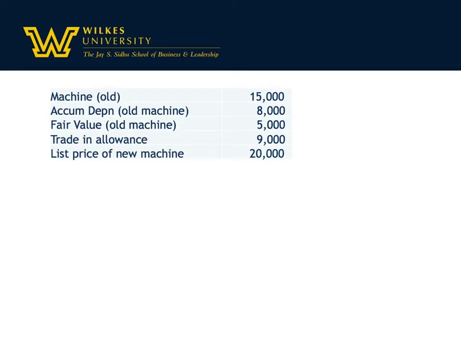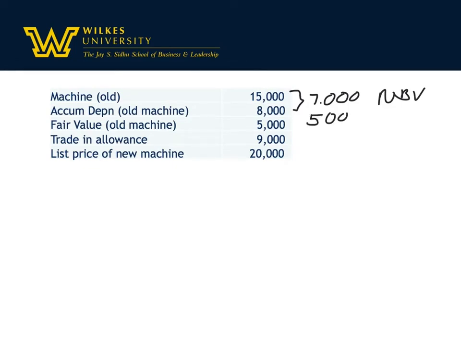This is kind of the general information you're going to be given. You want to pay attention to make sure you've got it organized correctly and you correctly identify what is related to the old machine and the new machine. So for this example, the old machine was on the books at $15,000, that must be its historical cost, and it had accumulated depreciation of $8,000. So that gives $7,000 in a net book value of the machine. The fair value of the machine is $5,000.